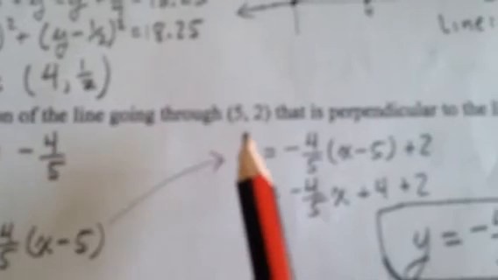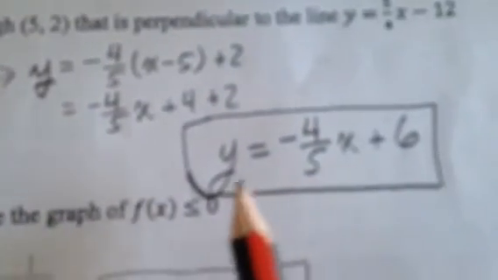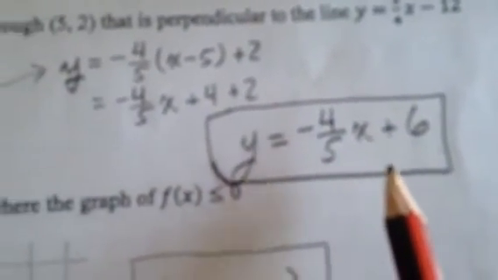The next problem, I'm trying to find the equation through this point that's perpendicular to that line. And if you remember your perpendicular slopes, that is a 5 over 4 there, which means that you take the opposite reciprocal of 5 over 4, which is negative 4/5. So that's my perpendicular slope. And I want it to go through the point 5, 2, so I'm going to use the point-slope form to start off. So y minus 2 is equal to negative 4/5 times x minus 5, which, with a little bit of work, simplifies down to y equals negative 4/5 x plus 6.